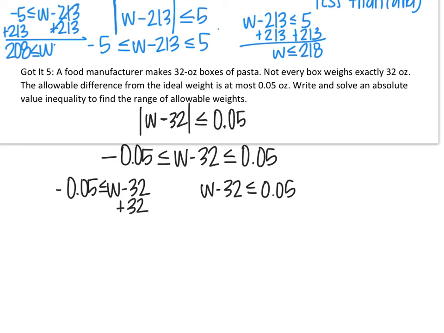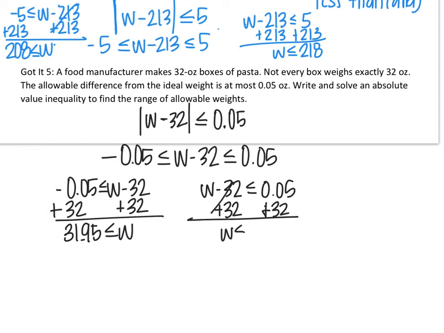Add 32 to both sides, and you get 31.95, and you get 32.05. That means that your box has to weigh between 31.95 and 32.05. So if you write it like that, 31.95 less than or equal to W less than or equal to 32.05.